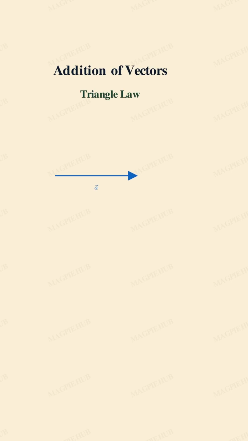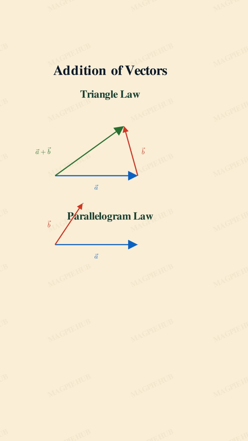Now, vector addition. There are two main rules. First, the triangle law places vectors head to tail. The resultant goes from the tail of the first to the head of the second. Second, the parallelogram law places both vectors at the same point and completes the parallelogram. The diagonal is the resultant.